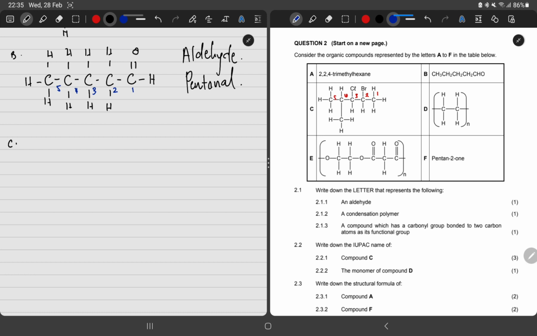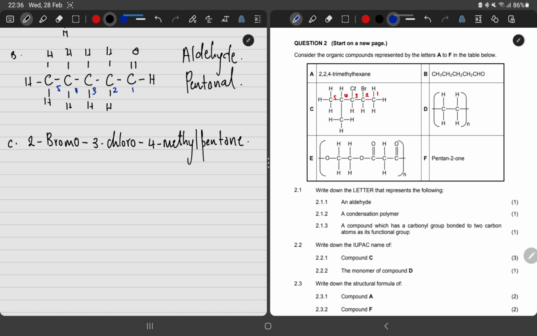So now I need to look at the side groups. That is a side group, and then I have a chlorine and a bromine. I'm going to name these in alphabetical order, so B comes before C. So 2-bromo, 3-chloro, and then I have my methyl group at number 4, 4-methyl, and then I have 5 carbons. So this is going to be pentane.